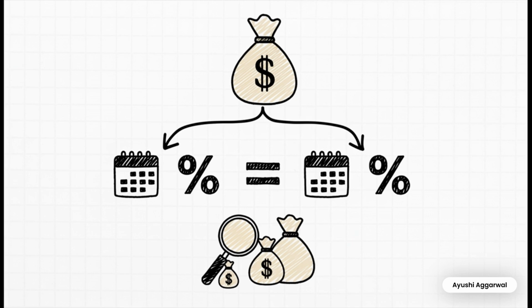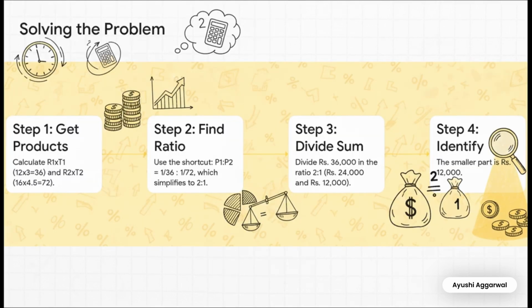Here it is. A man splits 36,000 rupees into two parts. The interest on the first part, at 12% for 3 years, is the same as the interest on the second part at 16% for 4.5 years. Our job is to find the smaller of the two parts. Okay, how do we tackle this? It's a simple step-by-step process.